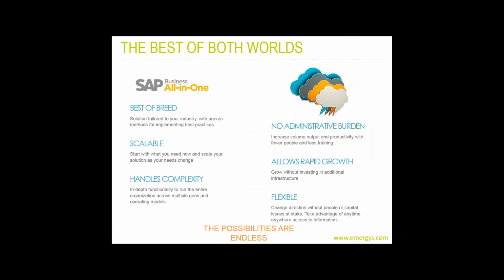Emergis also has the opportunity to offer you the best of both worlds. One, from the SAP perspective, we've got the best-of-breed software solution, which is very scalable and can handle any complexity that your company can throw at it. And on the other side, we can offer you multiple deployment methods where it can all be in the cloud. It can be managed by us or you, and we'll do as much as you need us to or as much as you want us to.